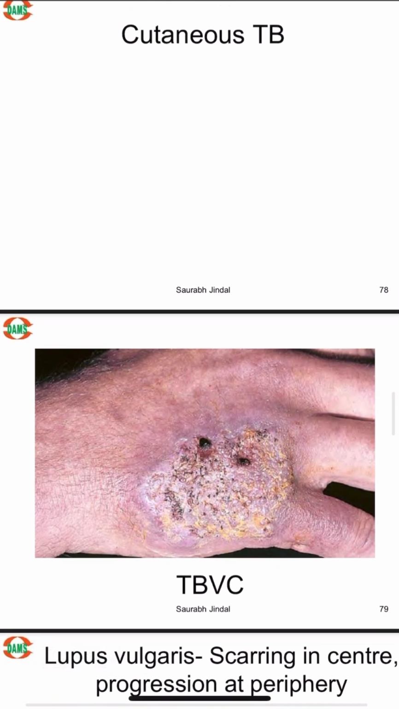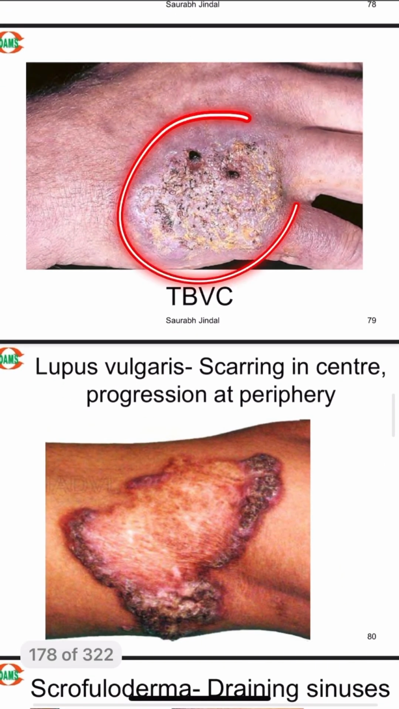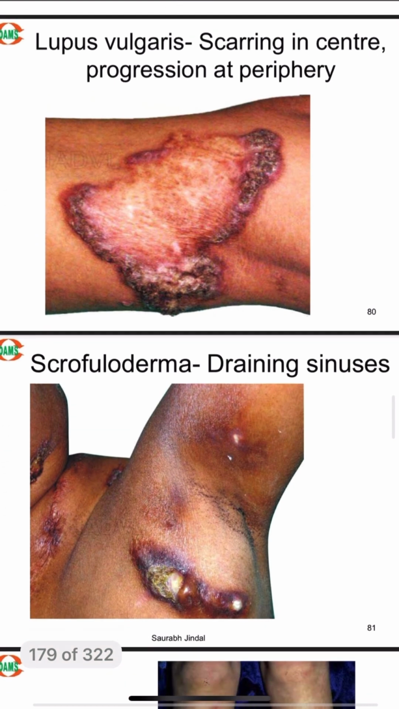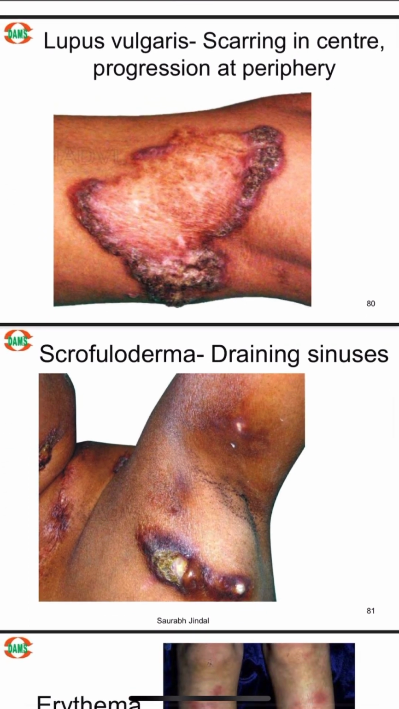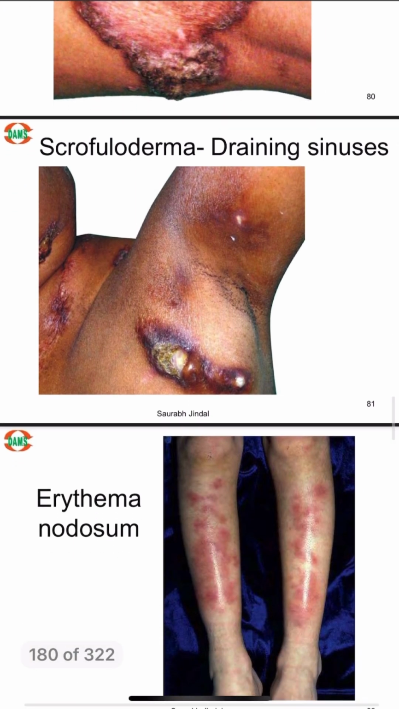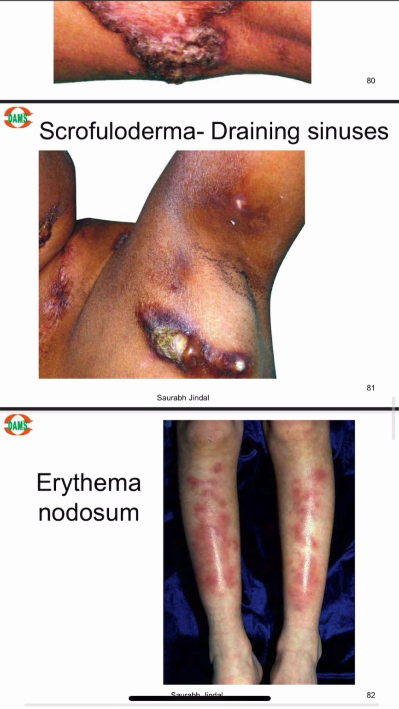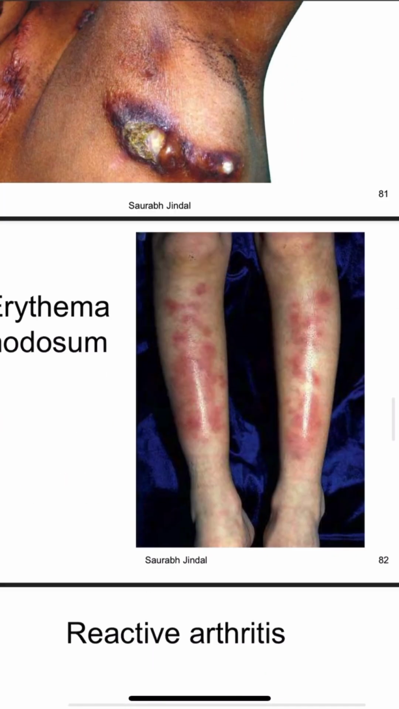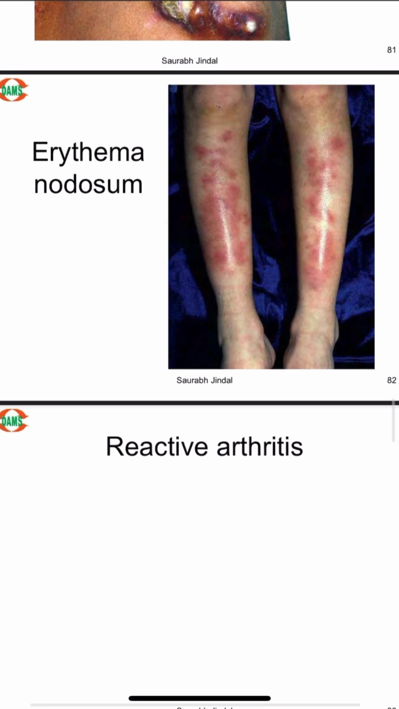Now this is cutaneous TB. This is lupus vulgaris. Clearing in center and progression at the periphery. This is scrofuloderma, draining sinuses. Erythema nodosum.